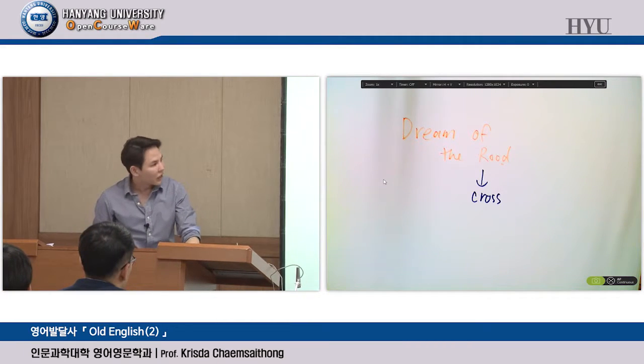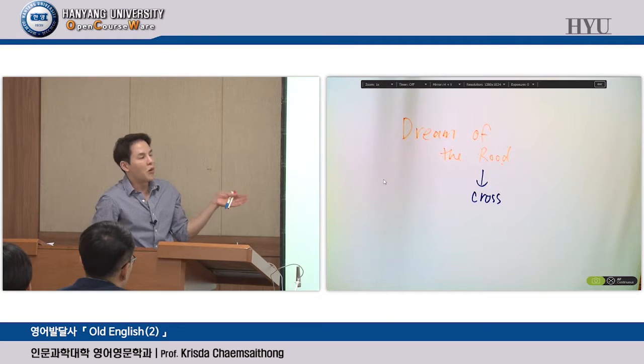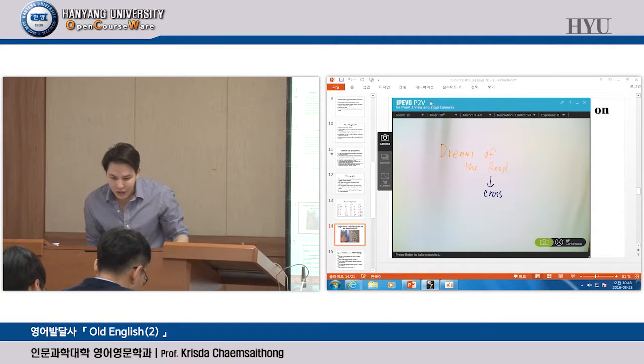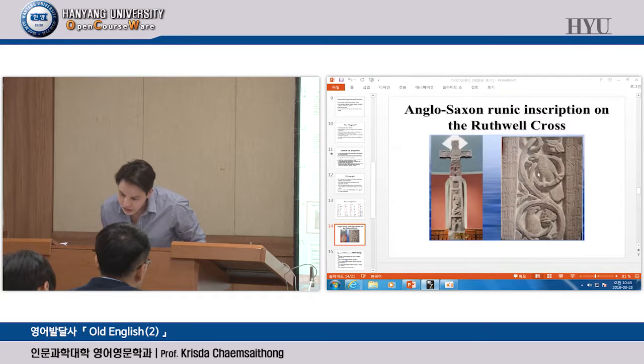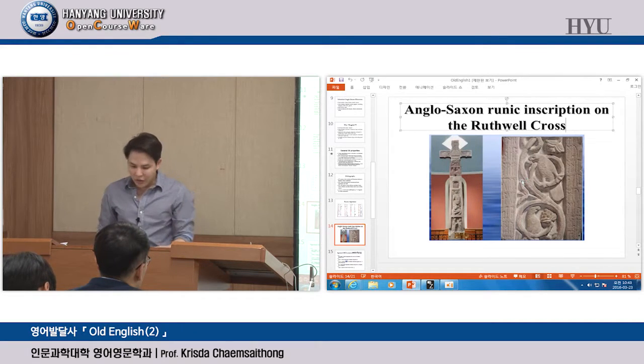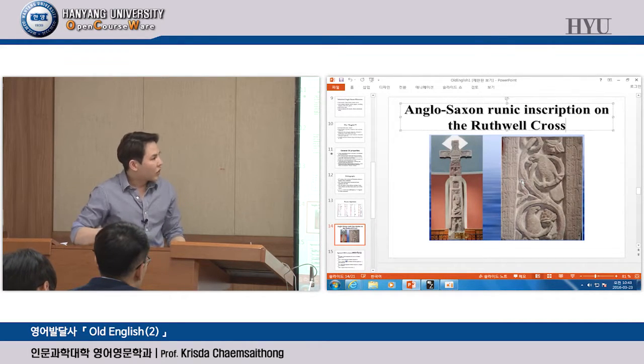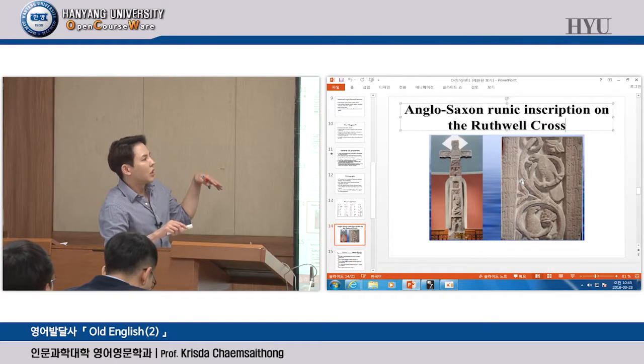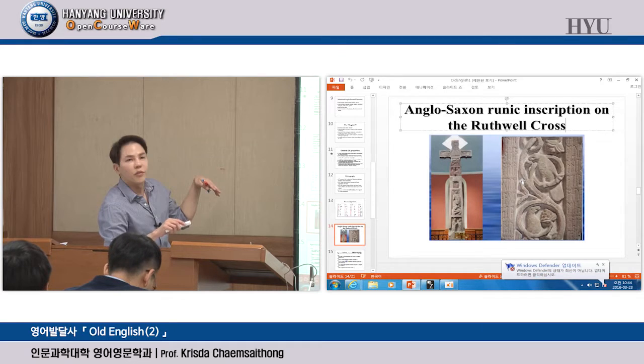So you can call it the first English poem, the Anglo-Saxon poem. That's what's on the cross here, right? And you also have different figures of Christ and other religious figures in the center of the cross here.